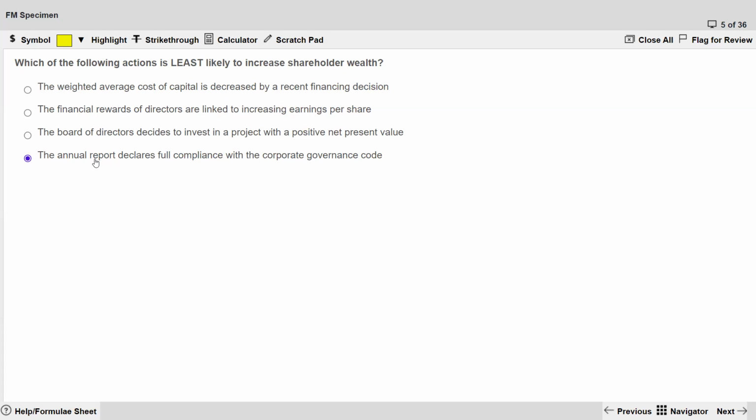Just because the company is complying with the code of corporate governance does not mean that its value is going to increase manifold. No, it's not going to happen. Just because the company is complying does not mean that its value is going to increase. No, its value won't be increased.